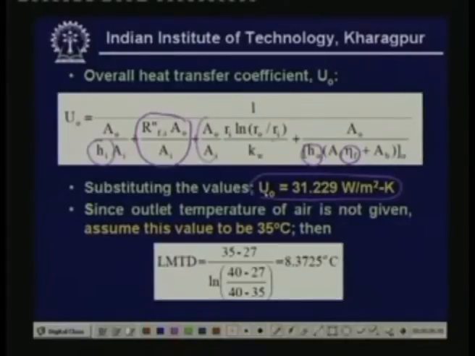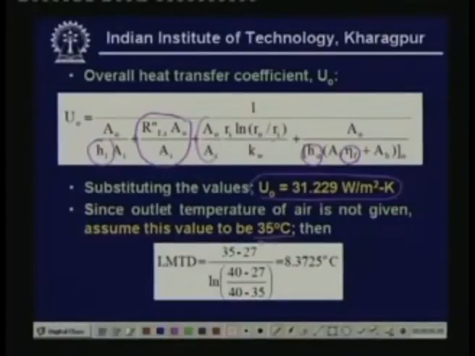Now we have to find out the LMTD, because we have to find out the area. Again we have to do some trial and error method here, because neither do we know the outlet temperature of air, nor the mass flow rate of air. Since we do not know these two parameters, we cannot calculate the LMTD directly. So we have to assume either the mass flow rate or the outlet temperature. It is all the same, but let us assume the outlet temperature of air.